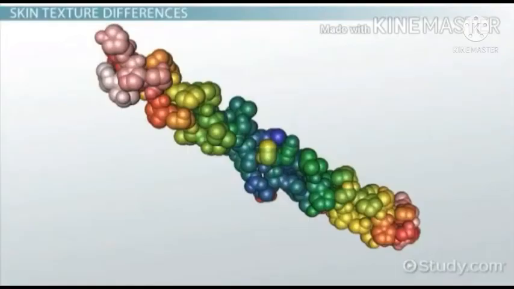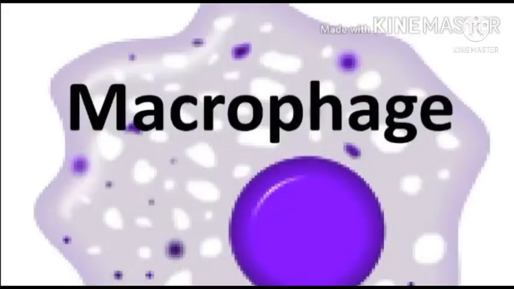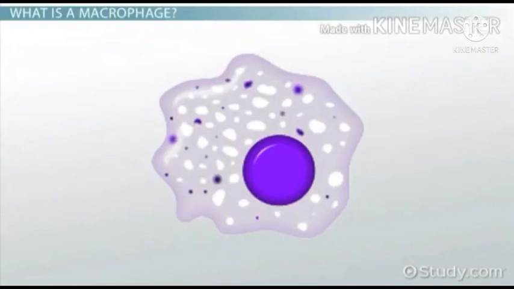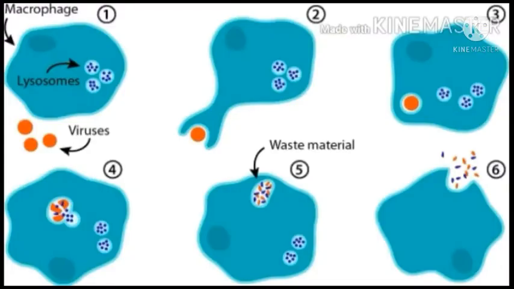Collagen protein is white. That's why these are also known as white fibers. Elastin fibers are yellow in color, so these are also known as yellow fibers. The second type of cell is known as macrophages. Macrophages are large phagocytic cells. That means these are the cells which engulf the foreign particles.